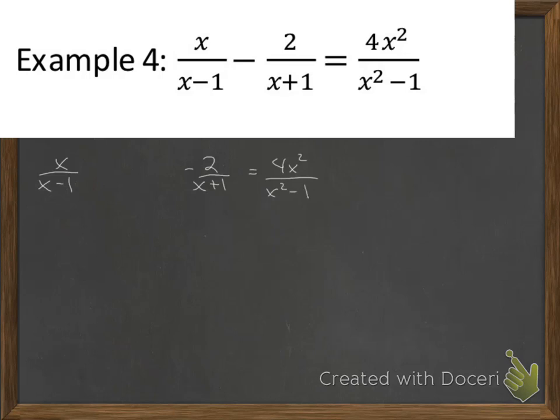Okay, so again, we're going to find the LCD. So the first thing I want to do is factor x squared minus 1. That is actually a difference of squares, so that is x plus 1 times x minus 1. And that, of course, means that our LCD is x plus 1 times x minus 1. Okay, so what I want to do is multiply every term in this equation by the LCD.